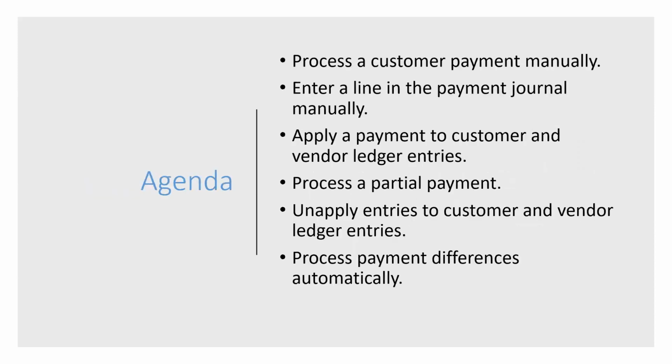But how does everything begin? Before flying, we need to start walking. What we're going to be doing today is processing a customer payment manually, entering a line in the payment journal, reviewing how it is done, applying a payment to the customer and vendor ledger entries, processing a partial payment and applying entries, and processing payment differences automatically.